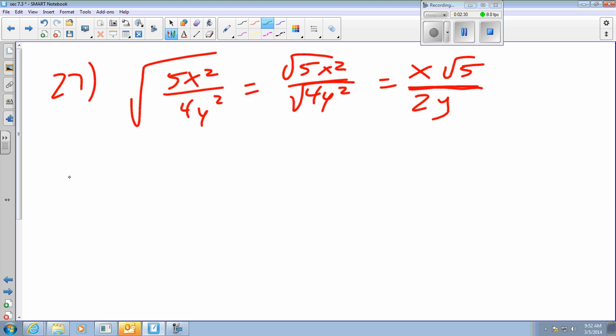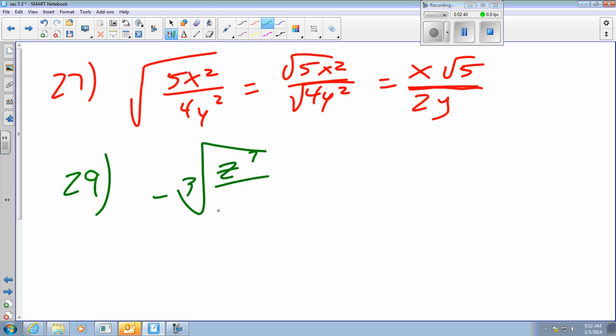29. It says negative cube root of z to the 7th over 27x cubed. Again, if we can simplify anything, that's better, but in this case, there's nothing to simplify, so I'm going to split it into its two parts.